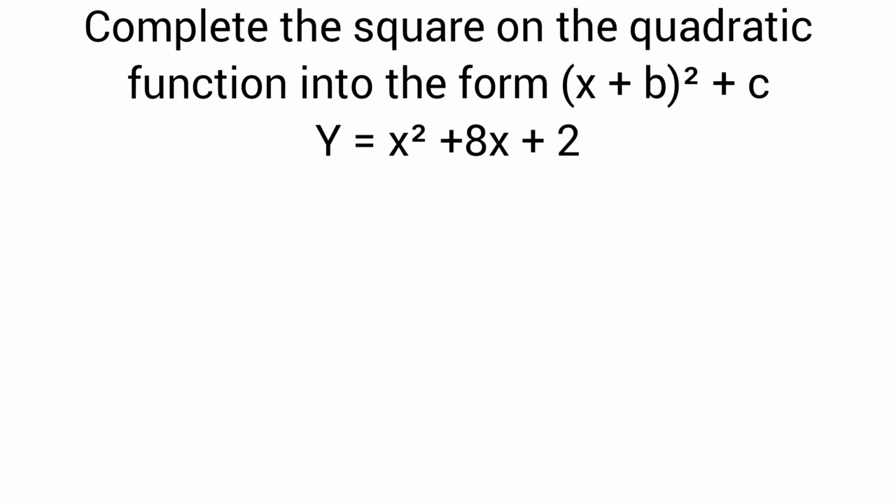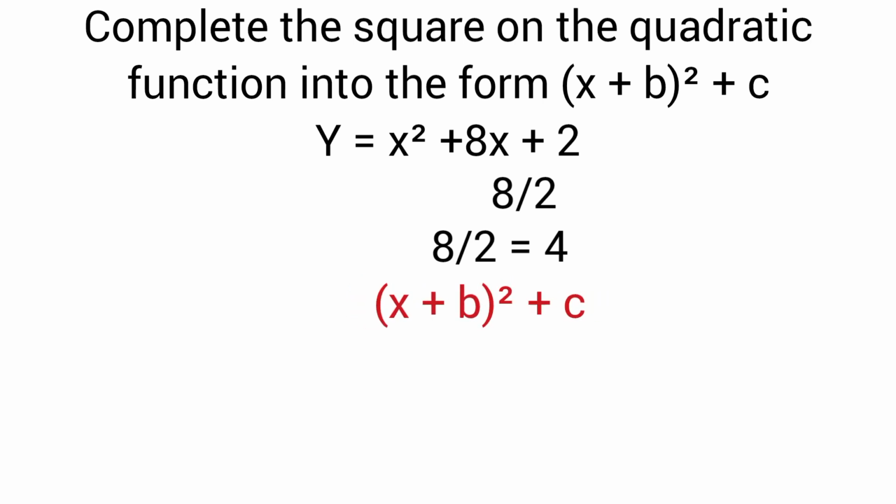So what we would do is this. We need to have the coefficient of the second term. Half of 8 is 4. Now the square of this 4 will be used on each part of the function x plus b squared plus c. While one will be added to the variable x, the other will be subtracted from the constant. So we now have x plus 4 squared minus 4 squared plus 2.